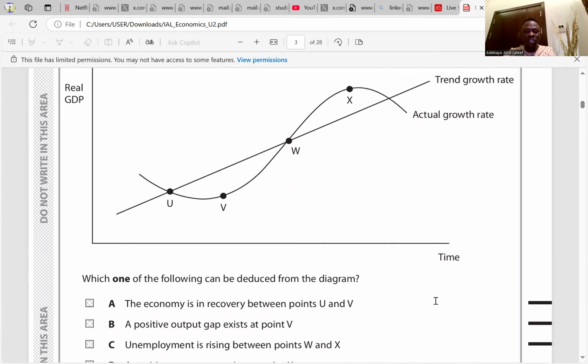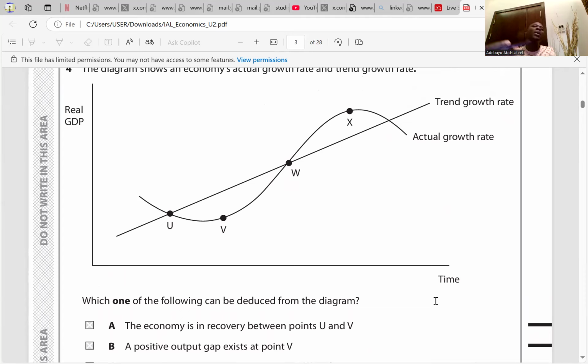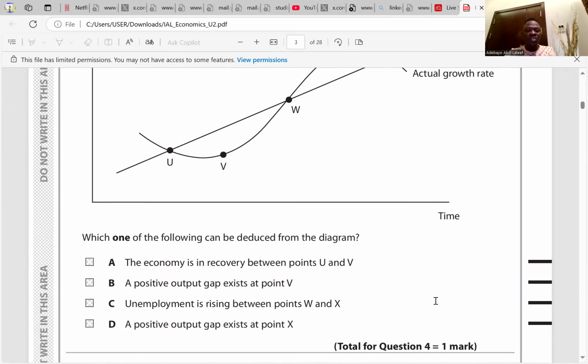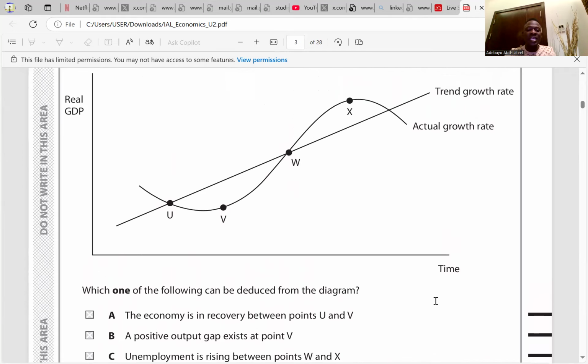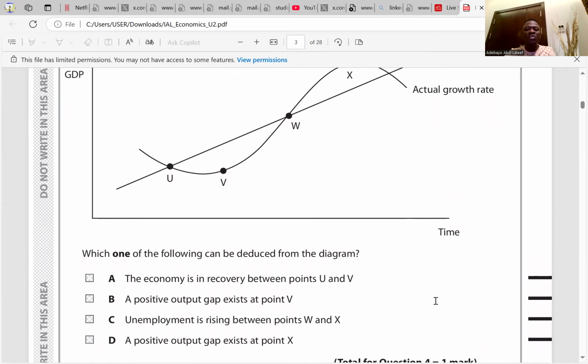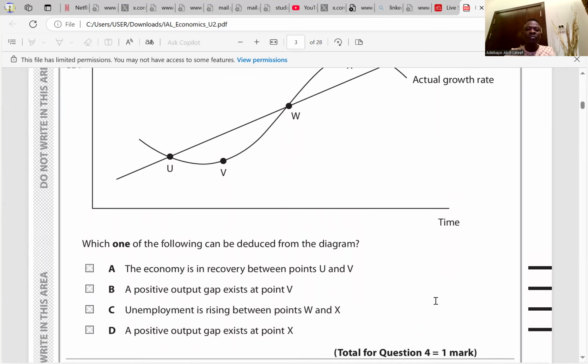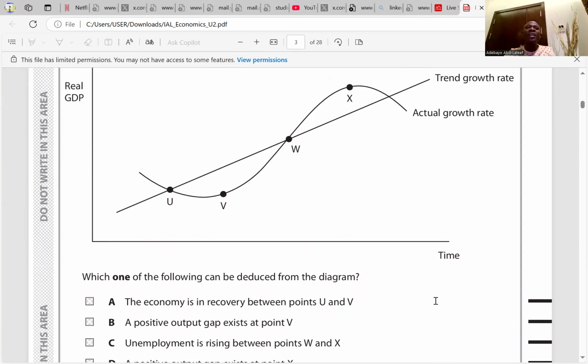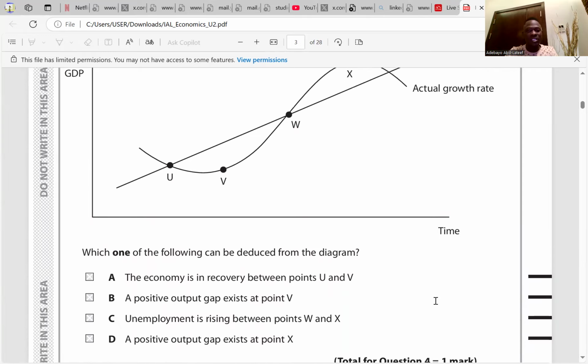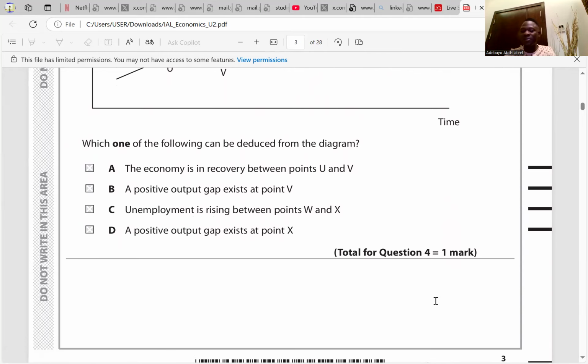Which one of the following can be deduced? The economy is in recovery between point U and V. We talk about recovery if the economy is in recession. There's no recession here, so it's not A. A positive output gap exists at point V. No, point V is a negative output gap, so it's not B. Unemployment is rising between point W and X. We're not talking about unemployment here. From W to X, there's a strain in the employment rate, because a positive output gap means it's fully employed and you are even using more than the full capacity. So there's no unemployment there. A positive output gap exists at point X. So D is the answer for question 4.